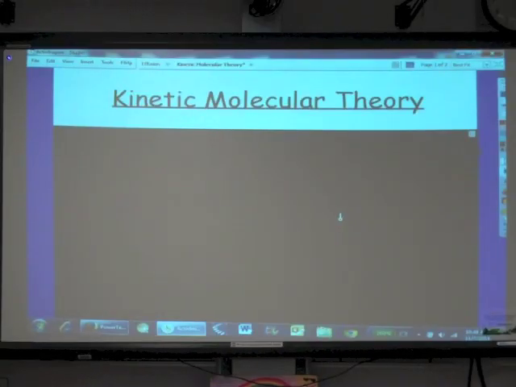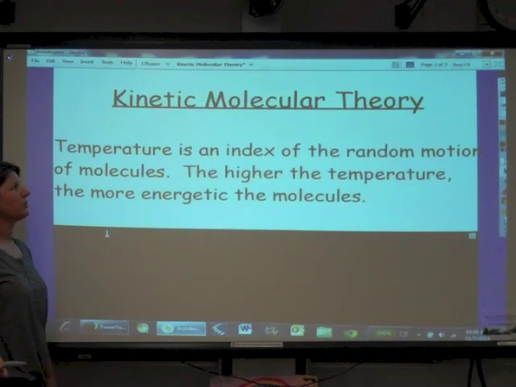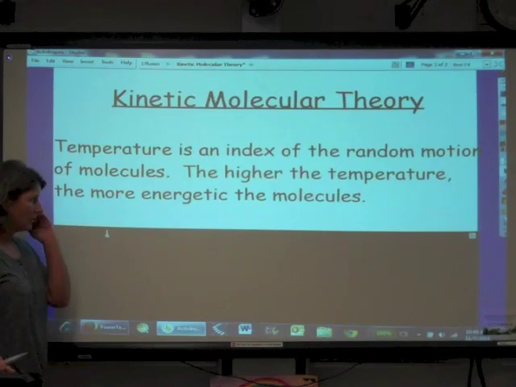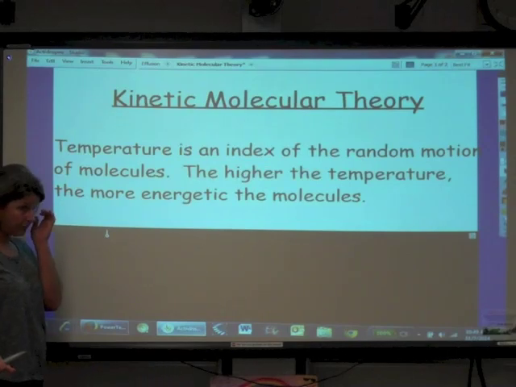Our title is Kinetic Molecular Theory. What we think of as temperature is really an index of random motion of molecules that make up the substance. The higher the temperature of the matter, the more energetic the molecules are.